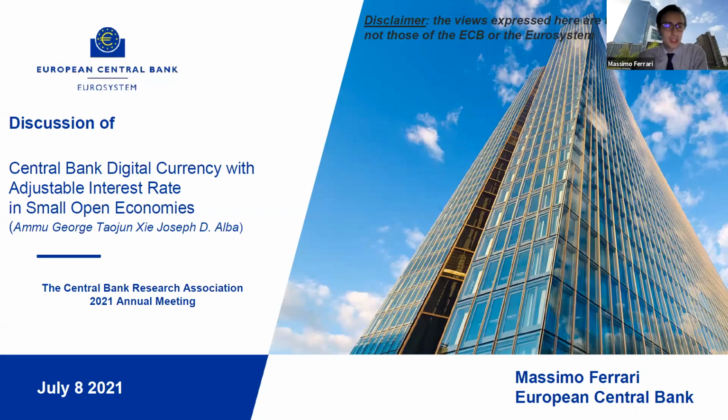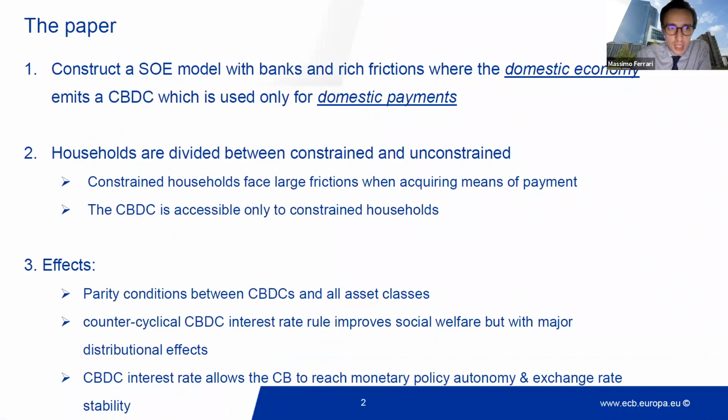Here's my discussion of this interesting paper. So what's the paper about? The paper essentially, as we've just seen, is a small open economy model where the domestic economy issues a CBDC, which is used domestically. Now, the key feature of the model is that we have two buckets of households. We have constrained households, which face quite some degree of friction when they need to acquire means of payment. And then we have households that get the CBDC, which is better for them because they can do more with less, essentially. So they need fewer instruments that are extremely costly for them to make the same amount of payment. So this is very good news.